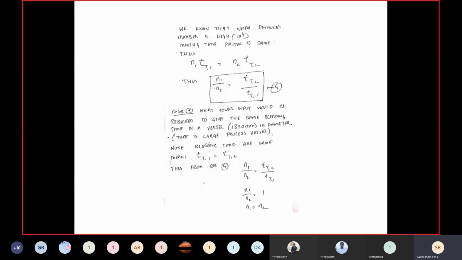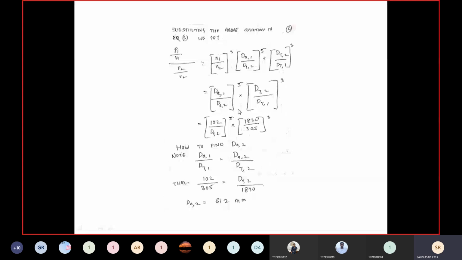Now, after substituting all the values, I found that the diameter of the agitator in the large process vessel is not known to me. What should we do? Now again go back to the ratios. Bring those ratios. What are the ratios, sir? dA comma 1 by dt is equal to the same in the large process vessel also.